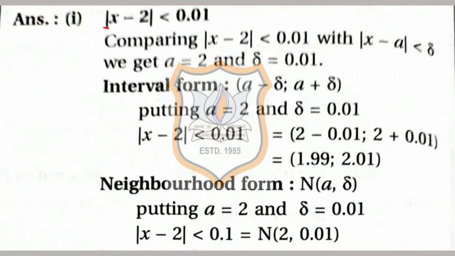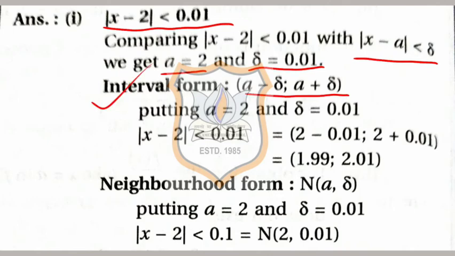Now in mod of x minus 2 less than 0.01, if we compare with the formula of the modulus form, that is mod of x minus a is less than delta, we will get a is equal to 2 and delta is equal to 0.01. Now what is the interval form? A minus delta, A plus delta. Let's substitute it. So we will have 2 minus 0.01 and 2 plus 0.01. So the answer will be 1.99 to 2.01.